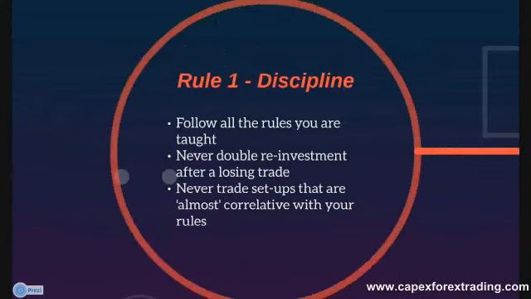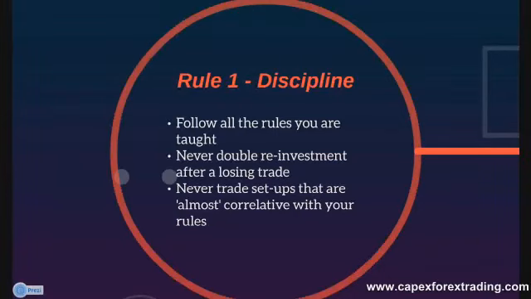So rule 1 is discipline. Discipline is by far the most important characteristic for any trader. Now, discipline comes in many formats. So first of all, just like we explained, you need to follow all the rules that you have been taught. Never make up your own rules unless you have solid data that supports your own rules.